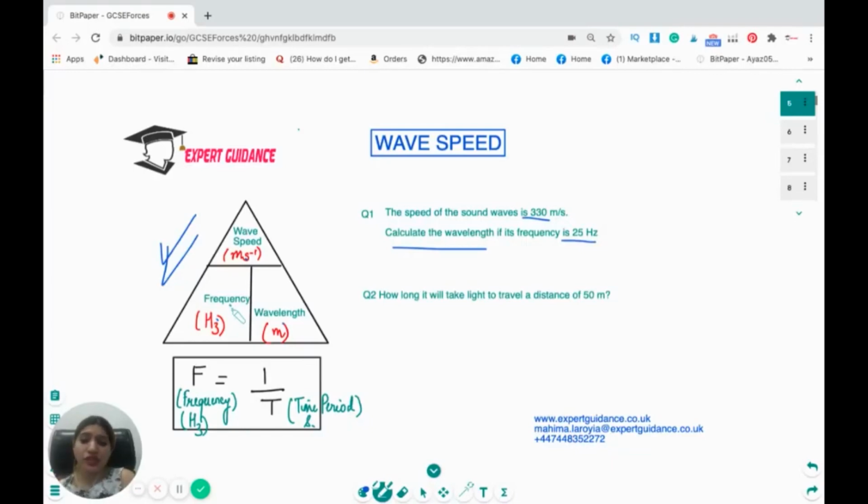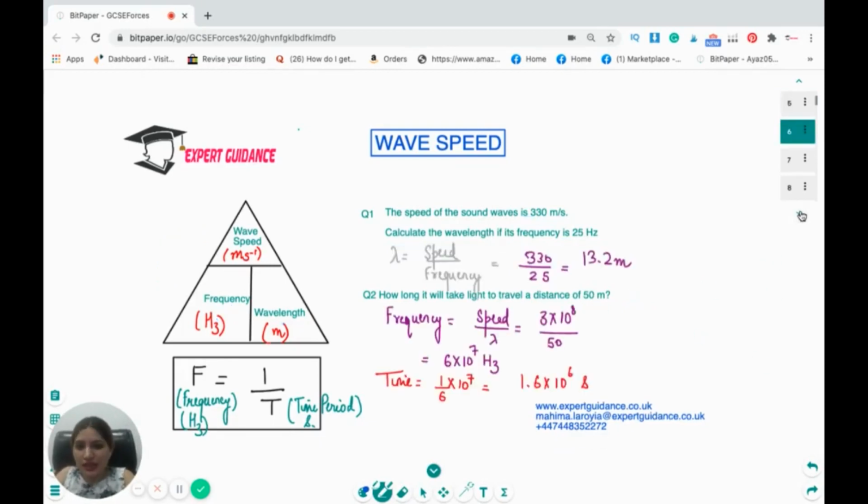So you have to calculate the wavelength where the frequency is given. So you can pause the video, try this question. And the second, how long will it take for this light to travel a distance of 50 meters. So they have given you the distance and they have asked you to work out the time. Okay, so you can pause this video and have a go at this question.